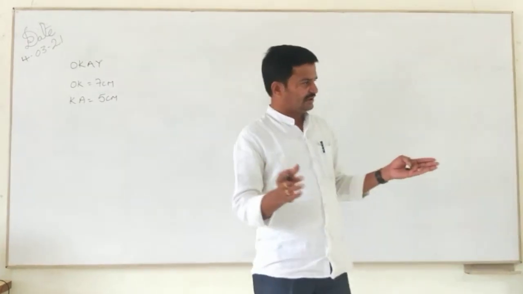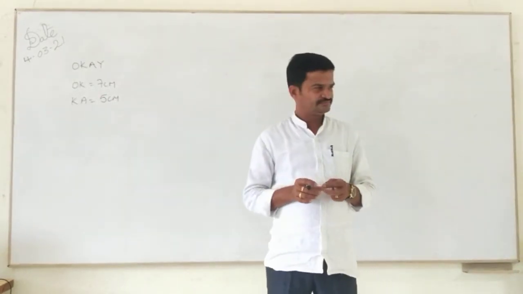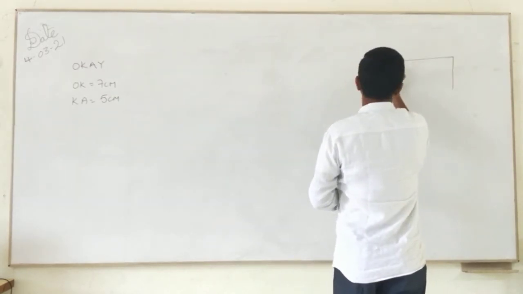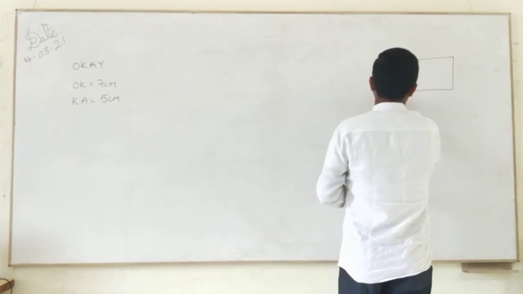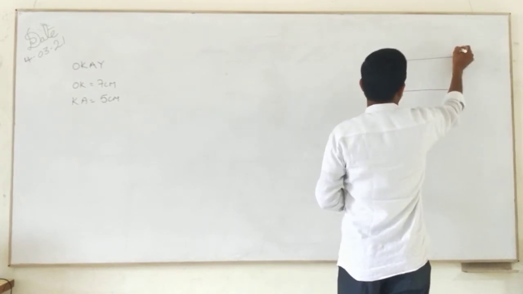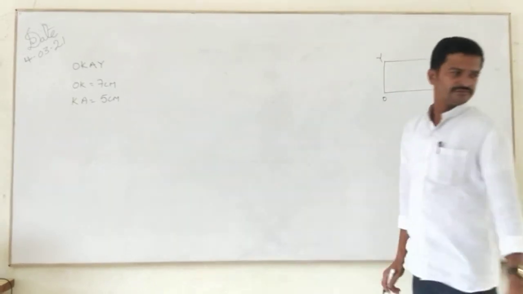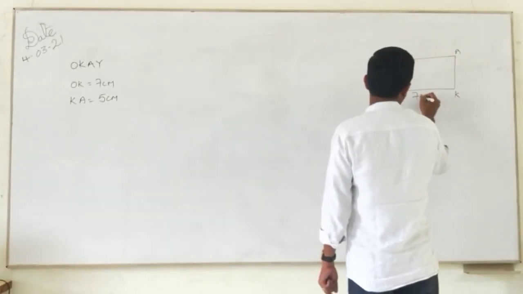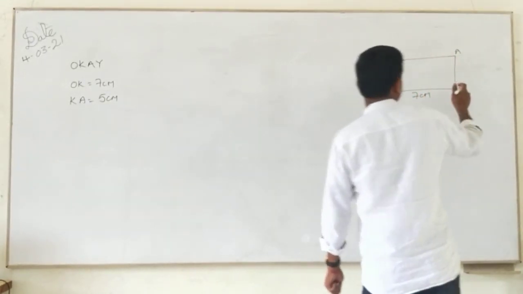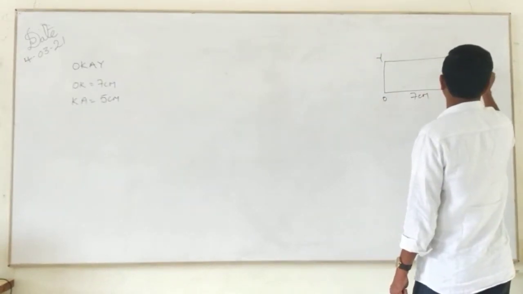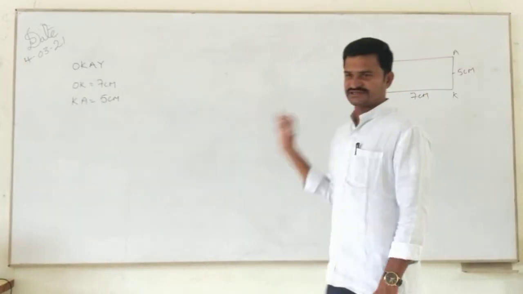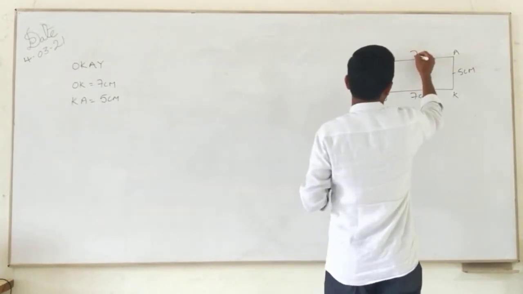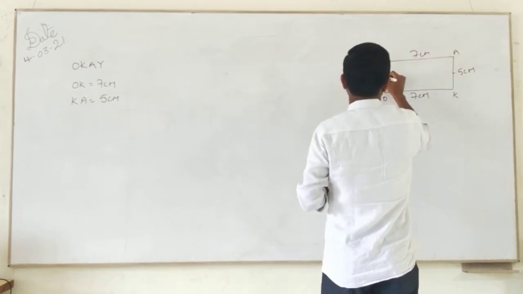I hope everybody knows the shape of a rectangle. Yes, this is the rectangle. I am drawing a rough shape, OKAY. How much is given for OK? 7 centimeters. And KA? 5 centimeters. And then how can we construct this? The opposite sides are also 7 centimeters and 5 centimeters.